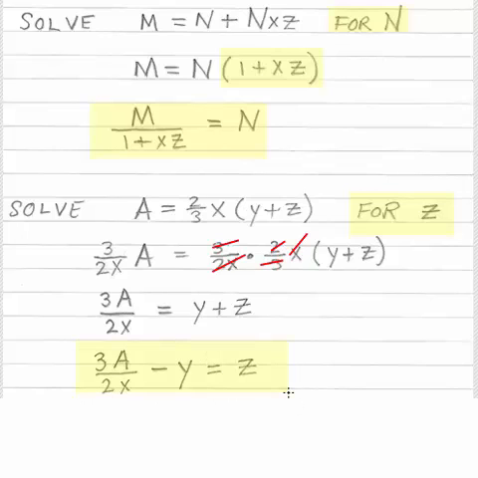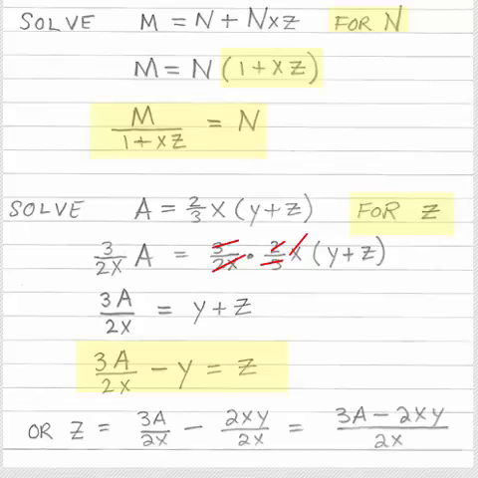But there's other ways of writing this answer. We can multiply y by 2x over 2x, and we get 3a over 2x minus 2xy over 2x equals z. And we can combine those two fractions together as 3a minus 2xy over 2x equals z. And all three of these answers are correct and equivalent.